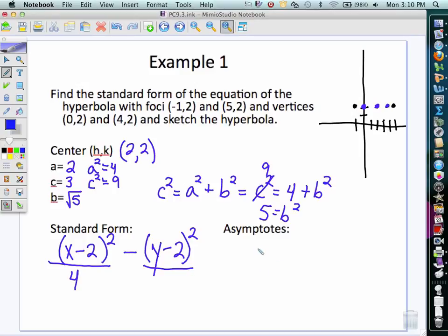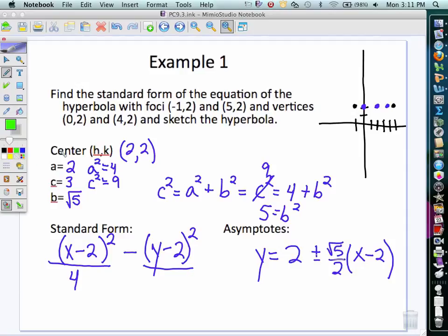So I know that this is opening left and right, so it's horizontal, and the equation for the asymptotes would be y equals the k value, 2, plus and minus b over a, root of 5 over 2, times x minus 2.